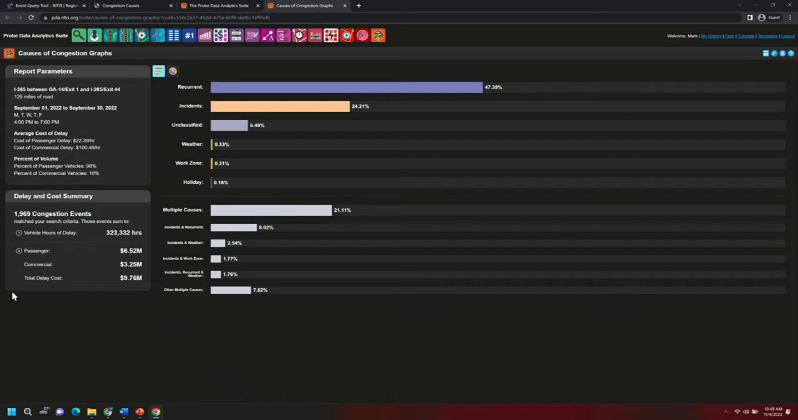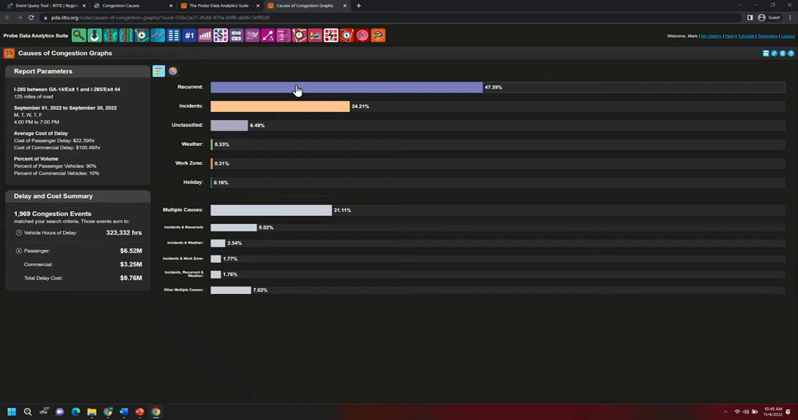and we got results in a few seconds. So on the left here, we have a table that summarizes what the road selection was. So again, it's the I-285 Beltway around Atlanta. It's 125 miles of road. I'm looking at just weekdays from 4 to 7 p.m. and it summarizes my value of time and then the percentage of both commercial and passenger vehicles. And then below, it gives a summary of what the overall cost was and how many events were detected during this period. So as you might expect in Atlanta, for a PM peak period, recurrent congestion dominates, right?